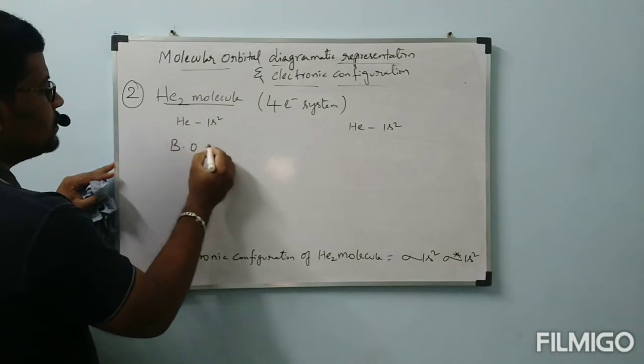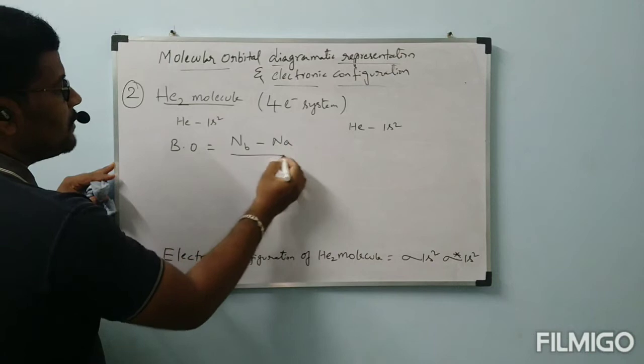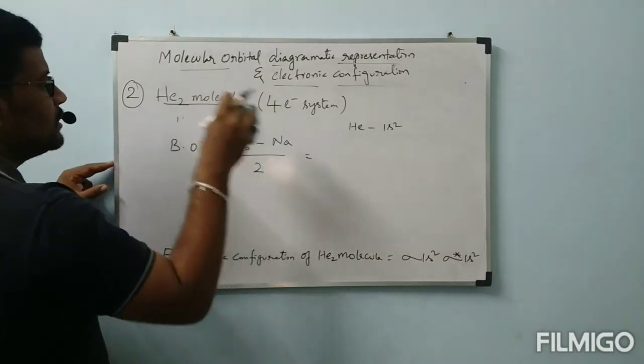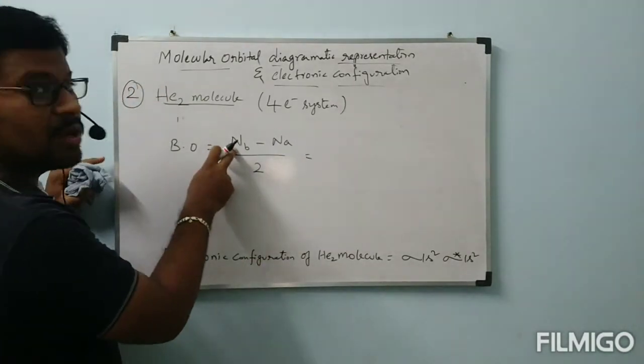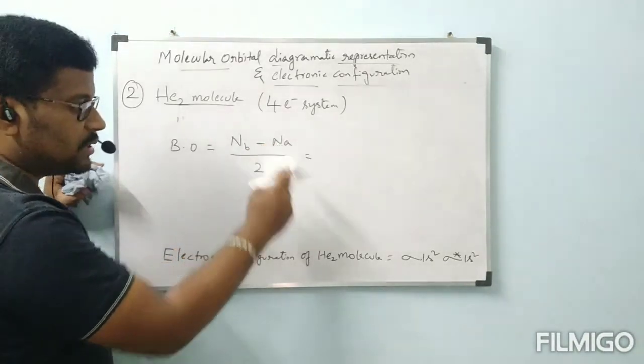Bond order is equal to Nb minus Na by 2. Nb is the number of electrons present in bonding molecular orbitals, minus Na, the number of electrons present in anti-bonding molecular orbitals.